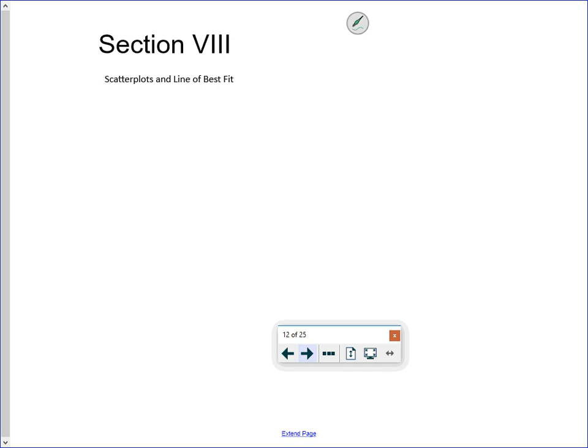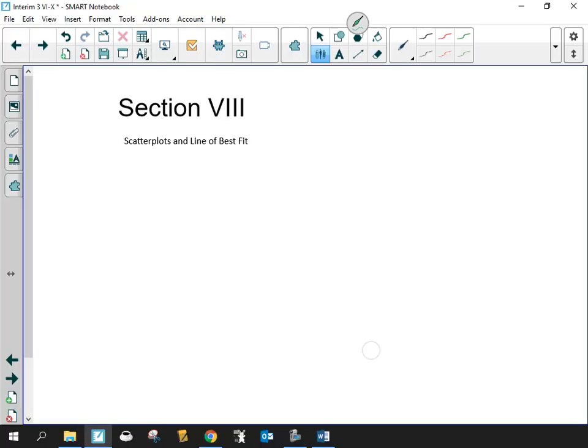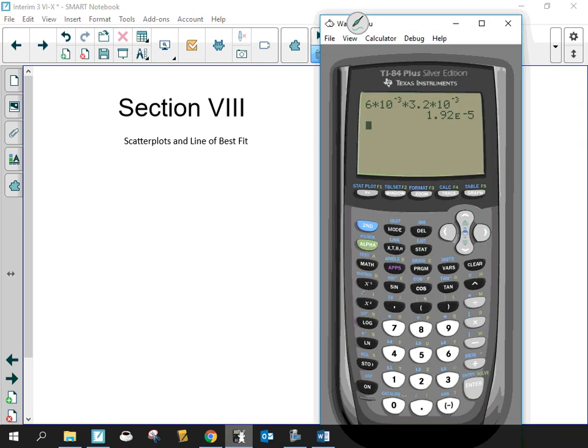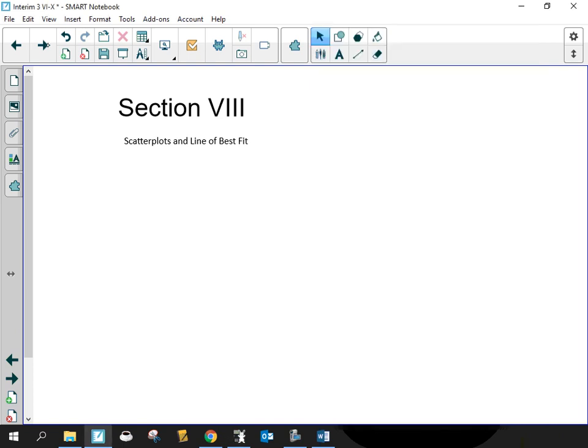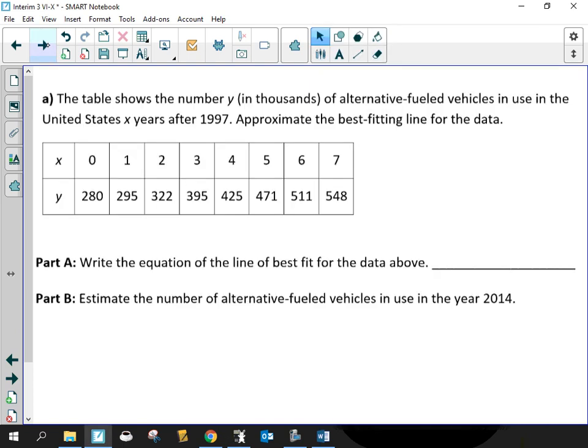All right, next up is scatter plots. We're going to be using the calculator a lot here. Luckily, I have one, maybe. There it is. We'll come back to that in a second. So we want to enter in the data here. It says the table shows the number y of alternative fuel vehicles in the United States, y in thousands, after 1997. Approximate the best fitting line for the data.